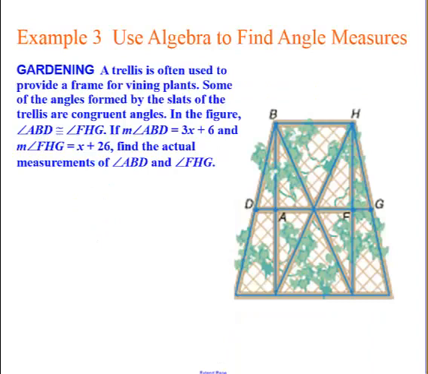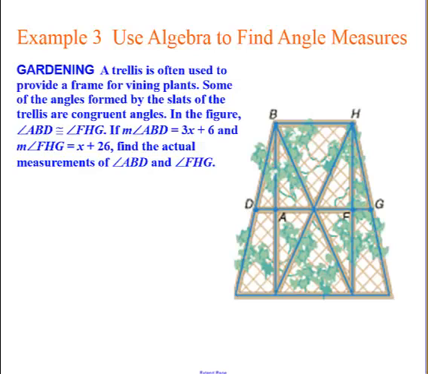Okay, our final example. Use algebra to find angle measures. So this is a gardening example. A trellis is often used to provide a frame for vining plants. Some of the angles formed by the slats of the trellis are congruent angles. In the figure, angle ABD is congruent to angle FHG. If the measure of angle ABD equals 3x plus 6, and the measure of angle FHG equals x plus 26, find the actual measurement of angle ABD and angle FHG.